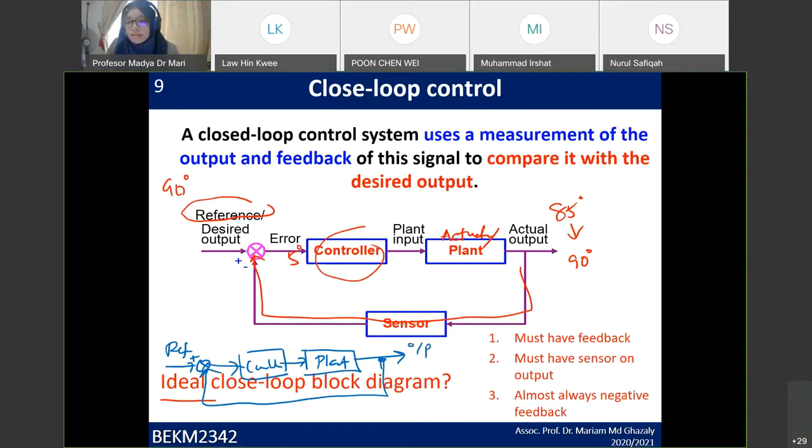You may ask, where did the sensor go just now? The sensor normally will be attached to the actuator. So actually your sensor is over here, plant plus sensor. It's the same thing. If you draw it like this, underneath, it's still okay. If you draw it like this, we assume that your sensor is inside the plant. But for the sake of this subject, Introduction to Mechatronics, please draw like the first one. Ideally, in textbooks, you will see it always drawn like the diagram below, with the feedback having a sensor inside, and always negative feedback.